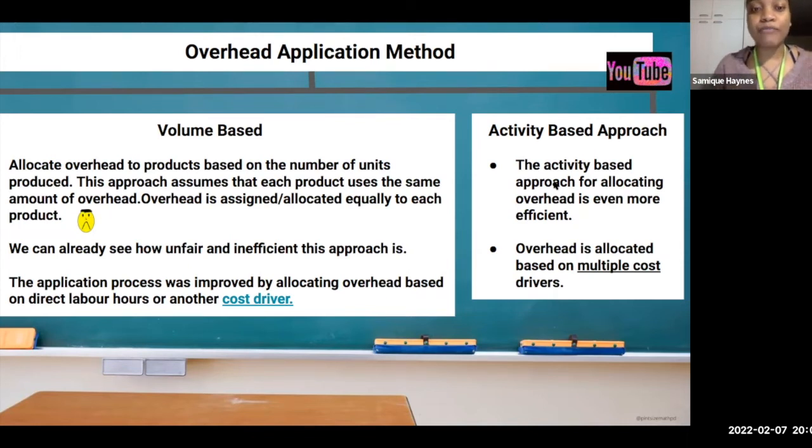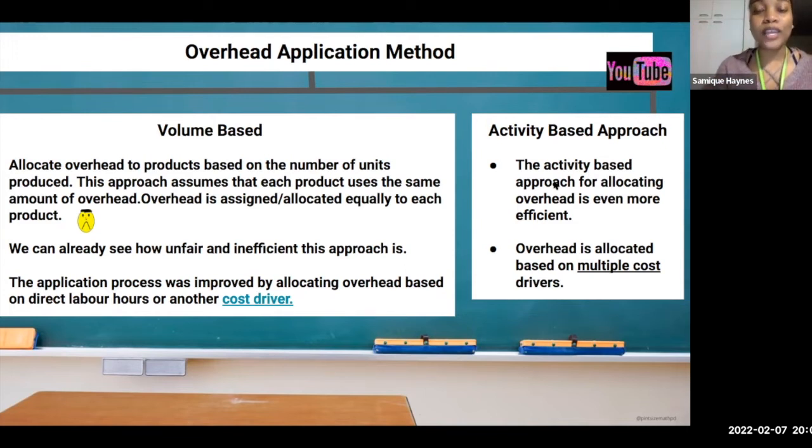So they decided we're going to make it a little bit more efficient. And what they did was they improved the allocating a bit, and they decided, let's pick a cost driver. A cost driver is something that drives a cost up or down. And the cost driver that they said we can use is the direct labor hours.